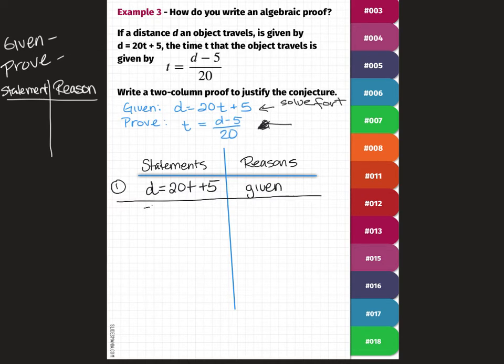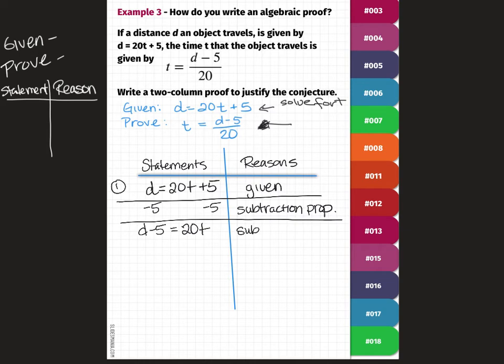So my first thing is I'm going to subtract 5 from both sides. And my reason that I can do that is the subtraction property. And so then I'm going to end up with d minus 5 is equal to 20t. And that's by me substituting values that are equal.